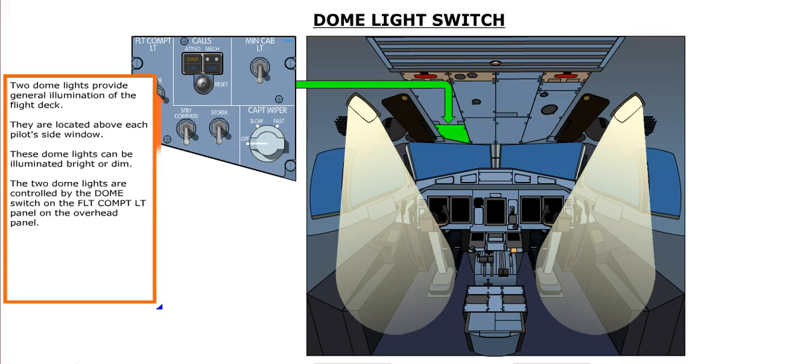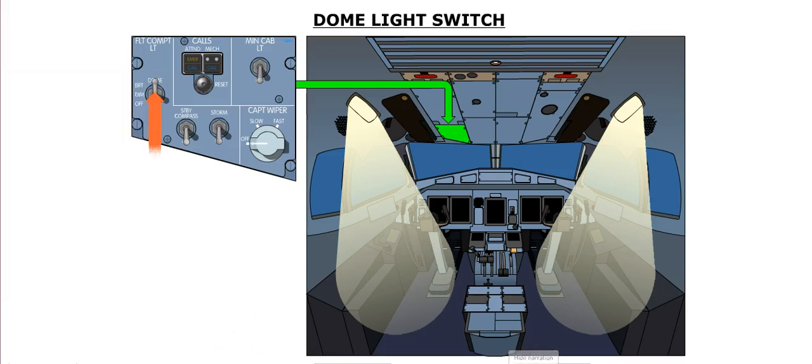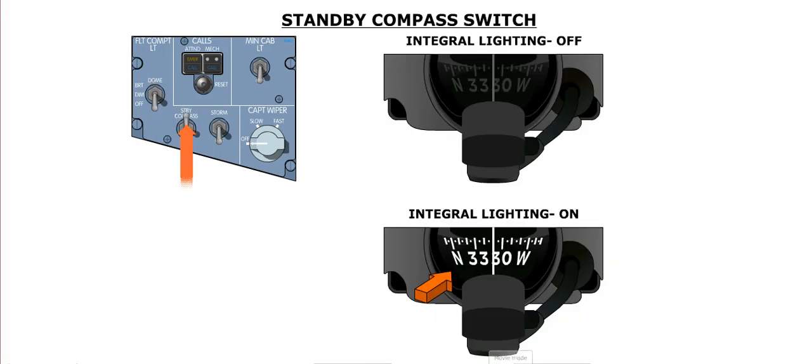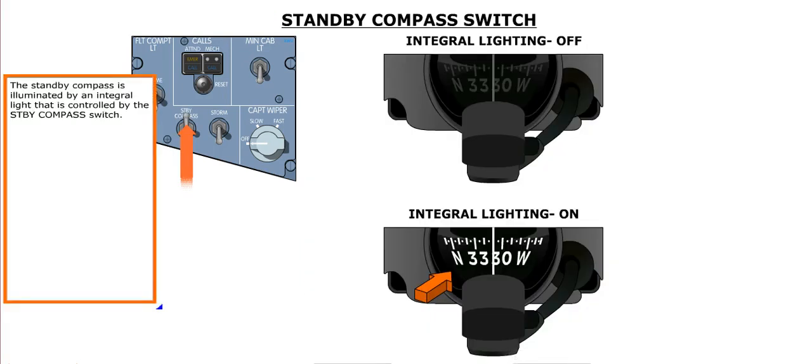Two dome lights provide general illumination of the flight deck. They are located above each pilot's side window. These dome lights can be illuminated bright or dim. The two dome lights are controlled by the dome switch on the flight compartment lights panel on the overhead panel. The standby compass is illuminated by an integral light that is controlled by the standby compass switch.